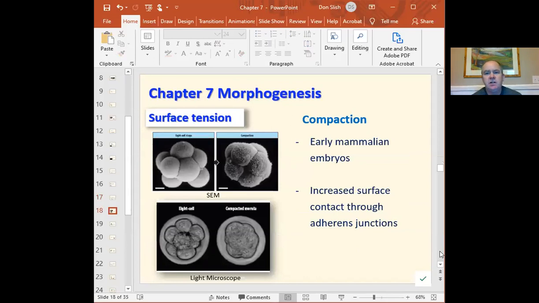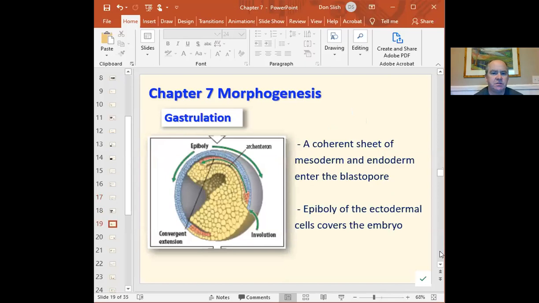Okay, compaction. So here we'll see how making these adherens junctions is kind of sorting the cells out, but also activating hippo signal transduction.